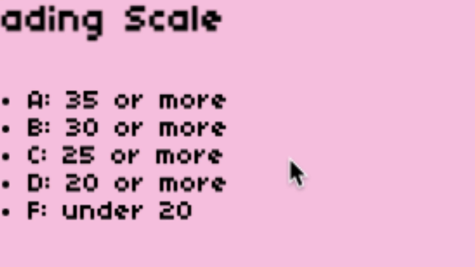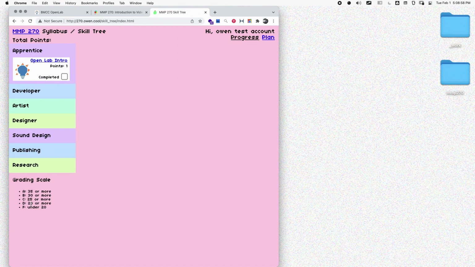So this is a scale I used the last time I taught the class, and it seemed to work pretty well. It's based on basically making a few different paths through the class and trying to balance them out. And so an A is 35 points or more, B is 30 to 34, C is 25 to 29, and D is 20 to 24, and F is under 20. So it's pretty straightforward. We'll talk about this each week and kind of look at how much progress we've made and what might be reasonable and stuff like that.